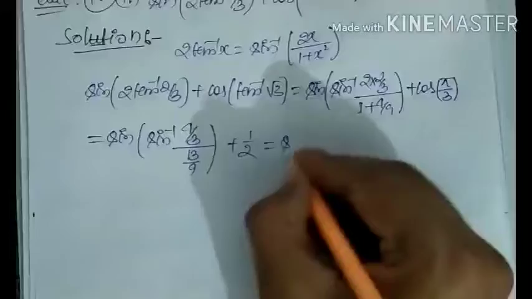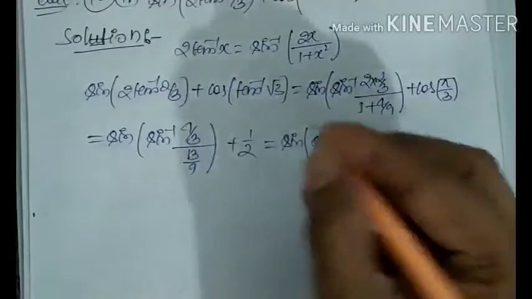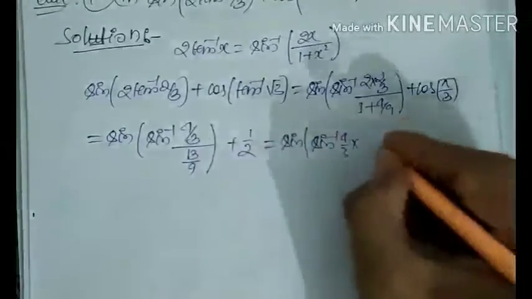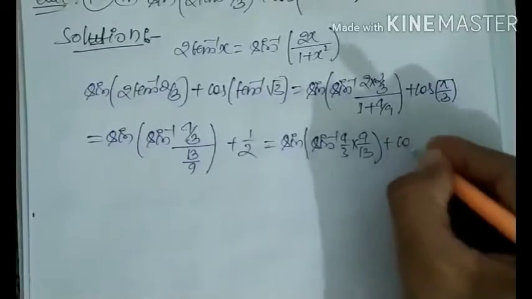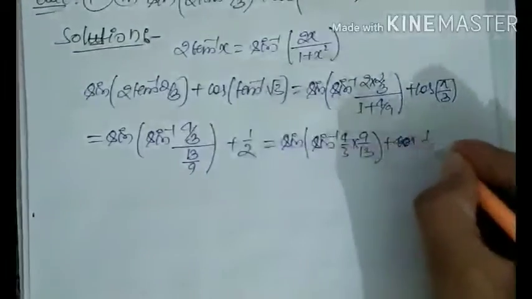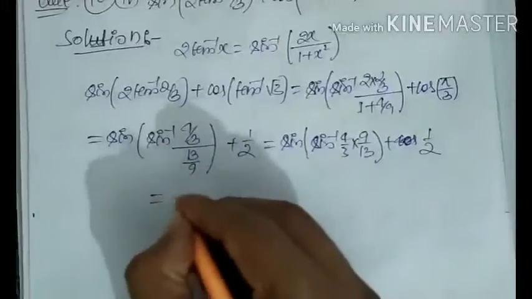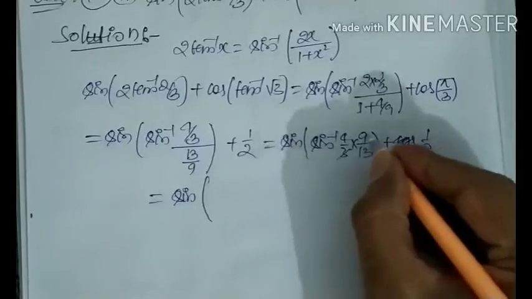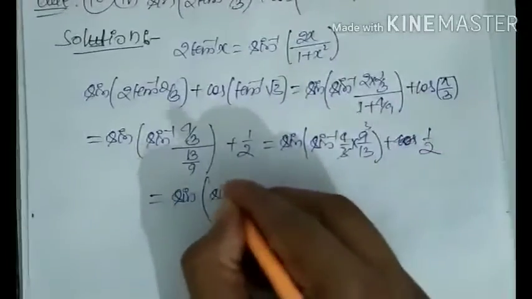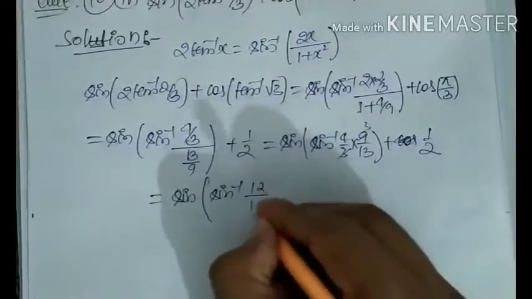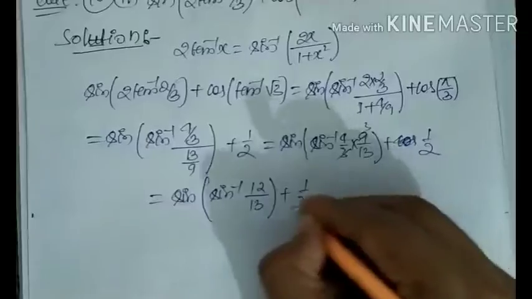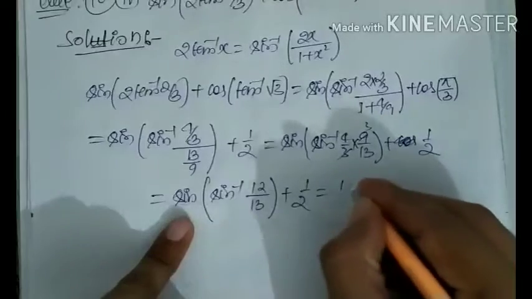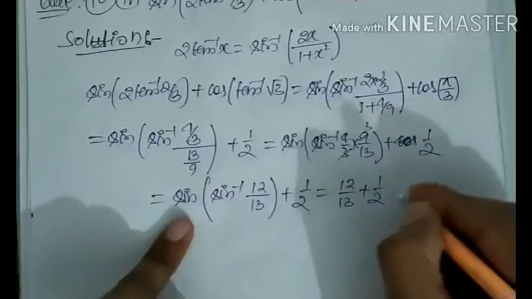This is equal to sine inverse 4 by 3 into the reciprocal of 13 by 9, which will be 9 by 13, plus cos of pi by 3, which is 1 by 2. Okay, sine inverse 4 by 3 into 9 by 13 will be 3 3s are 9, 4 3s are 12, means sine inverse 12 by 13 plus 1 by 2. As we know, sine inverse 12 by 13 will be 12 by 13 plus 1 by 2.